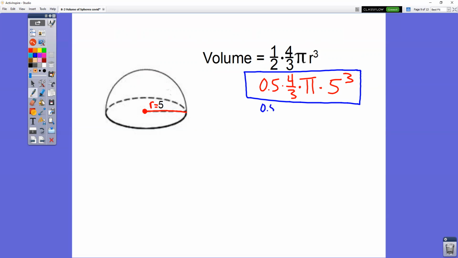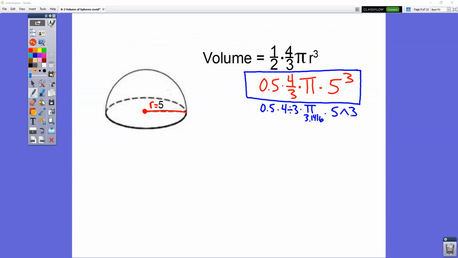So you would type in 0.5 times 4 divided by 3. You don't need any parentheses or anything like that. Times your pi button, or 3.1416, times 5 caret button 3. Again, if you don't have a caret button, you might have y to the x or x to the y, or just do 5 times 5 times 5. So you're going to type that whole thing into the calculator.